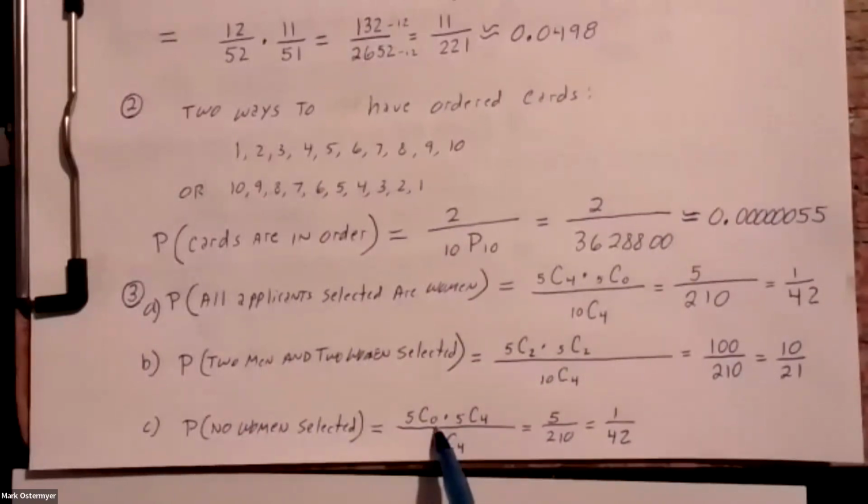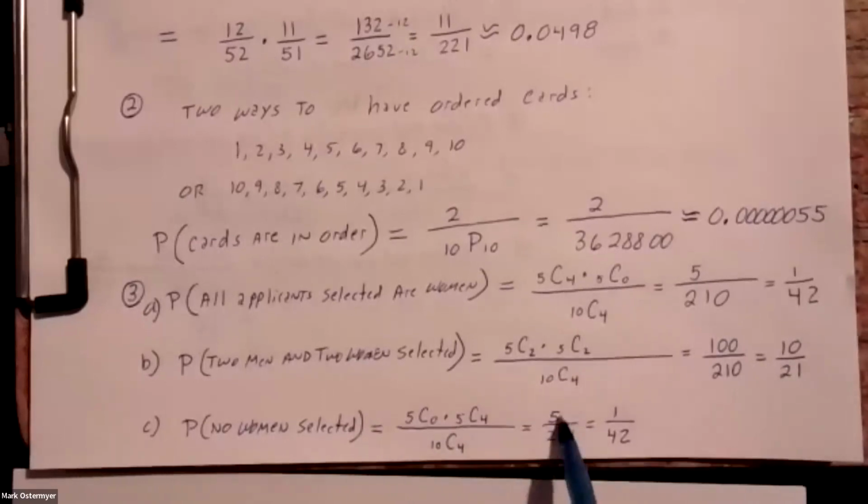So 5 in combination with 0 times 5 in combination with 4 is 5, divided by the total number of ways of selecting 4 applicants from 10 applications, which is 210. 5/210 reduces down to 1/42, and that's your answer.